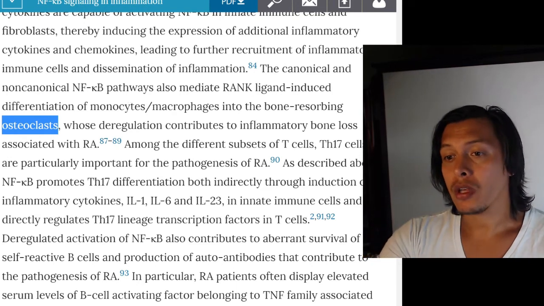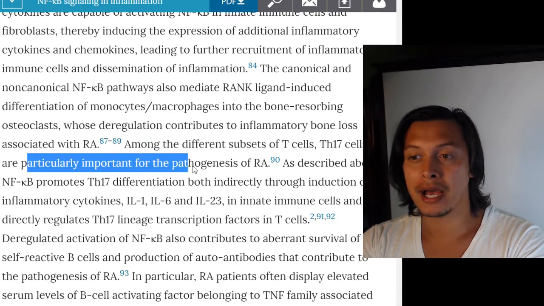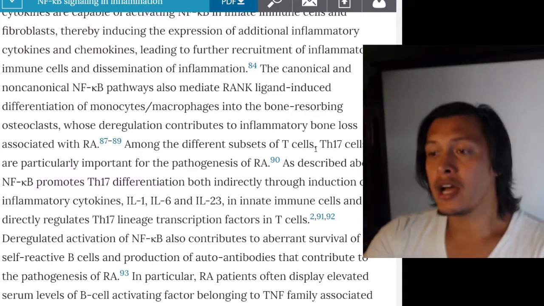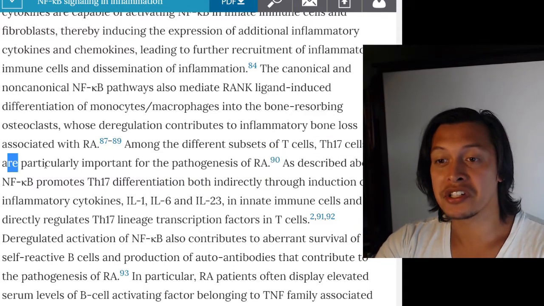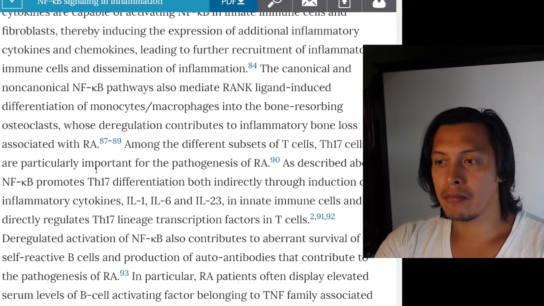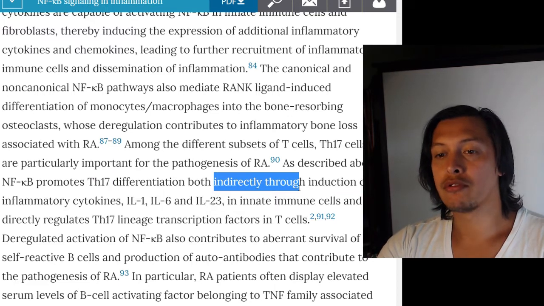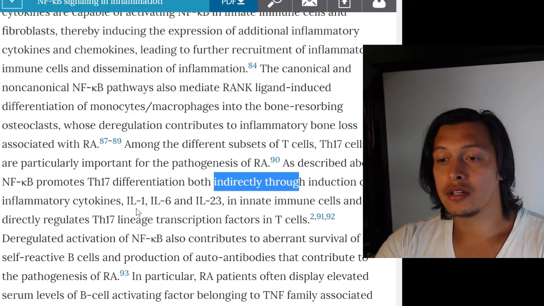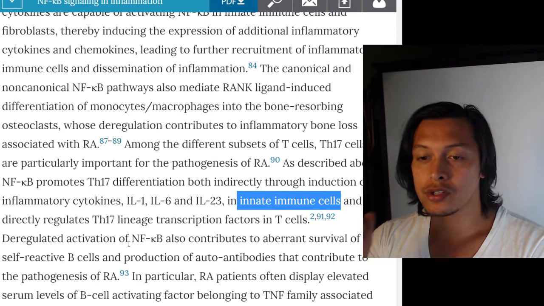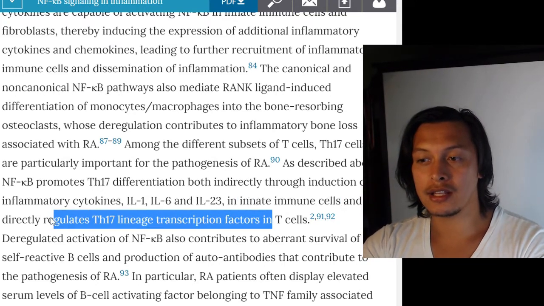Among the different subsets of T cells, the T helper 17 cells are particularly important for the pathogenesis of rheumatoid arthritis. As described above, nuclear factor kappa B promotes T helper 17 differentiation both indirectly through the induction of inflammatory cytokines, such as IL-1, IL-6, and IL-23, in innate immune cells, and it also directly regulates the T helper 17 lineage transcription factors in the T cells.